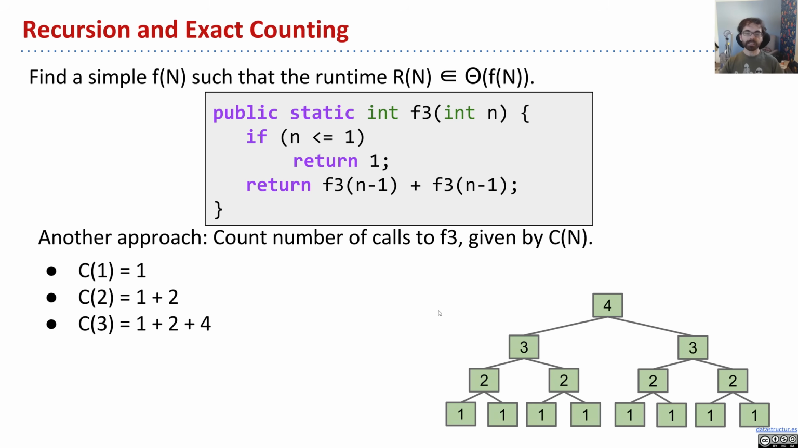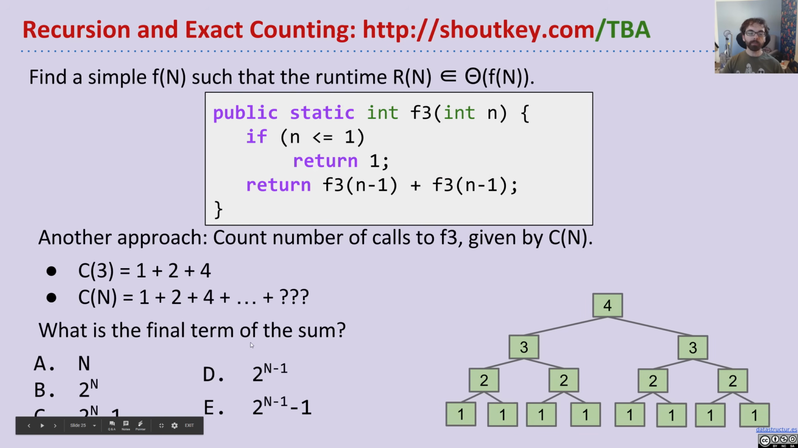Okay. So in this case, if we call f3 of 1, there's only 1 call. If we call f3 of 2, well, there are 3 calls: the one with 2 as an argument, and 2 with 1 as the argument. If we now go up to f3 of 3, we have 1 call for f3 of 3, 2 calls of f3 of 2, and 4 total calls of f3 of 1. So let's continue that pattern. What would it be if we write out the entire expression for c of n?